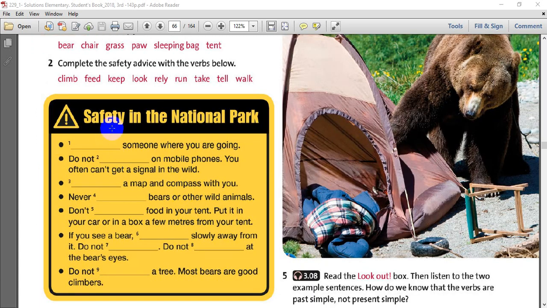Now, safety in the national park, في الحديقة الوطنية. Number 1, tell someone where you are going. Here we have tell. Tell someone where you are going. أخبر أحدا ما أين ستذهب.